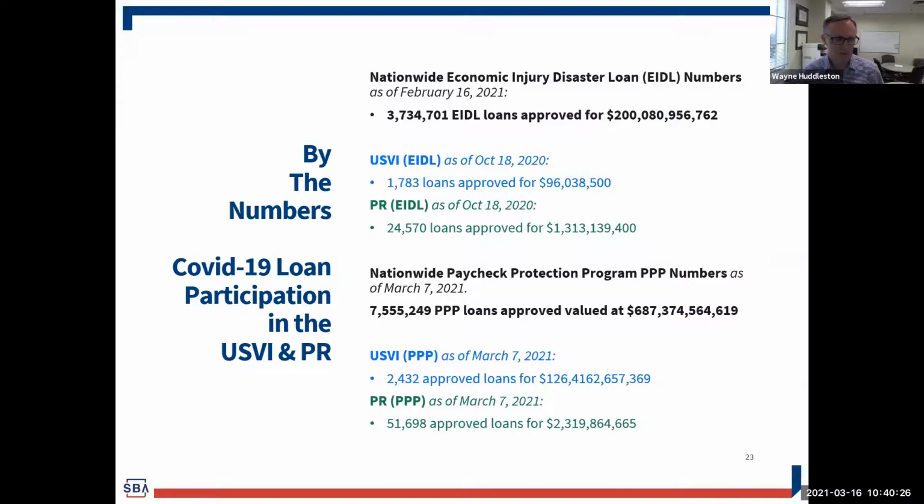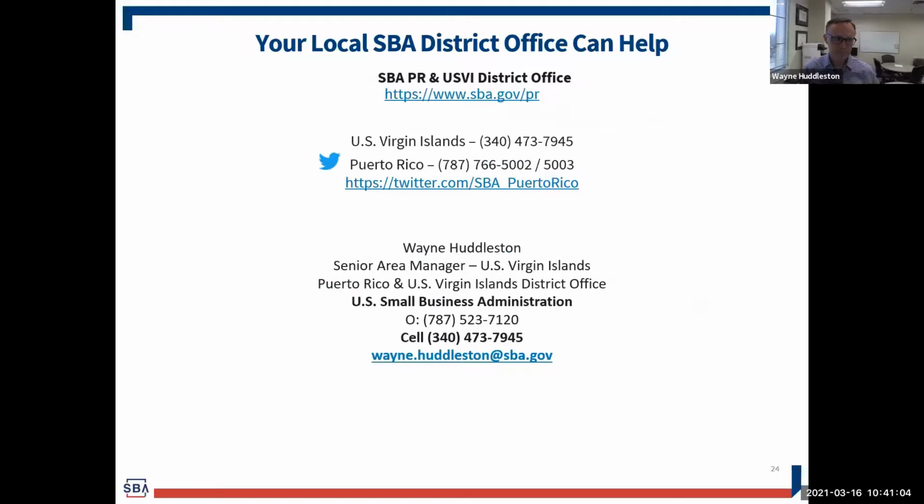As of March 7th, we've had over 2,400 PPP loans approved for Virgin Islands businesses, representing a little over $126 million. That's here in the Virgin Islands. That represents $126 million that can be forgiven, and that is essentially just free money going into the economy to help get through the pandemic. There's also a significant amount, a little over $2 billion, in Puerto Rico that they've been able to take advantage of as well.